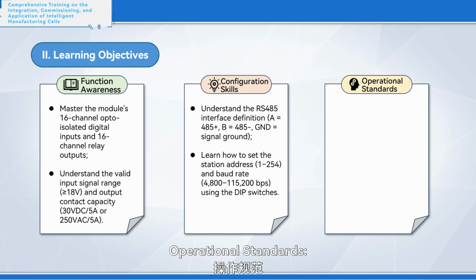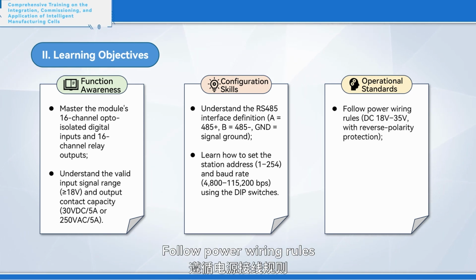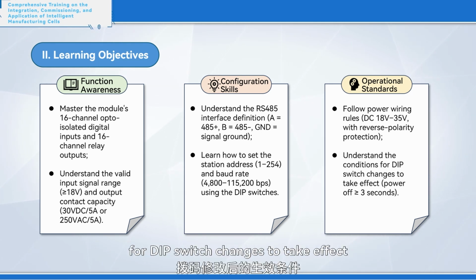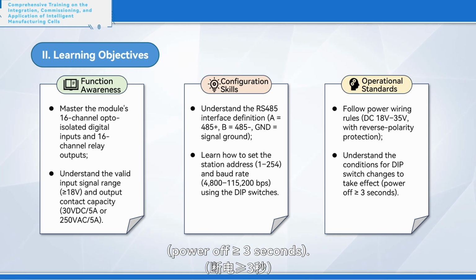Operational standards. Follow power wiring rules, DC 18 volts to 35 volts with reverse polarity protection. Understand the conditions for DIP switch changes to take effect. Power off greater than or equal to 3 seconds.